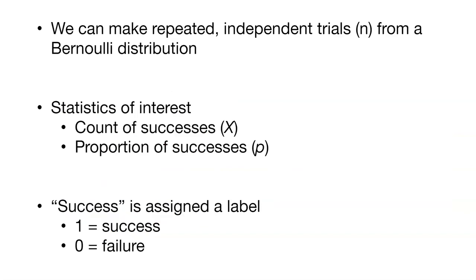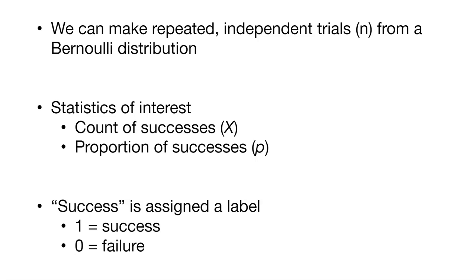And so the goal here is that we can make repeated independent trials from a Bernoulli distribution. And all that means is that we can flip a coin several times, or we can go to different trees and continue to mark whether or not they're alive or dead. And so that's an example of a series of independent trials that are repeated.